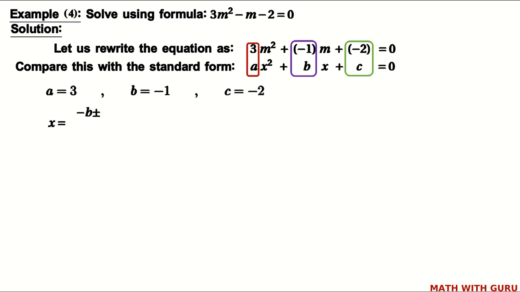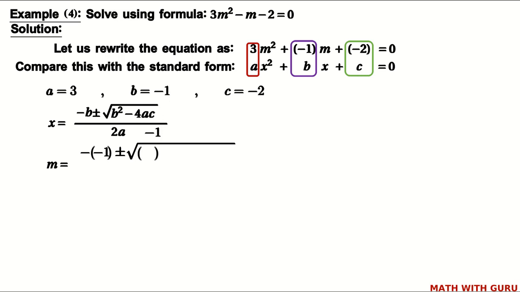Formula is x equals minus b plus or minus root of b squared minus 4ac divided by 2a. Now m equals, the variable here is m. Care should be taken to write down the correct variable. Don't write x. Minus b; b is minus 1, plus or minus root of b squared, minus 1 whole squared, minus 4ac; a is 3 and c is minus 2, divided by 2a.